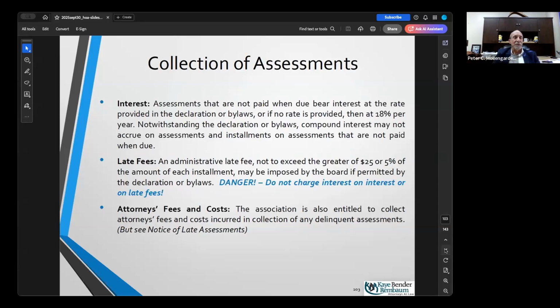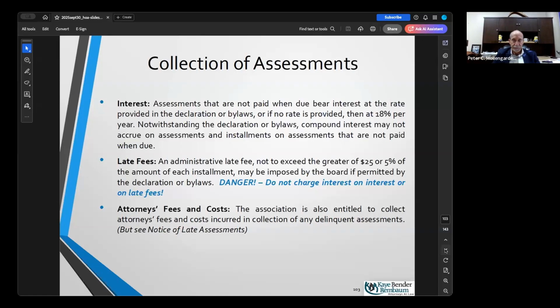Interest. Assessments that are not paid when due bear interest at the rate that's set forth in your declaration or your bylaws. But if it's silent or no rate is provided, then it's 18% per year. But if your declaration or bylaws have a lower percentage, then that's the interest you can charge. Notwithstanding the declaration or bylaws, compound interest may not accrue on assessments and installments that are not paid when due.